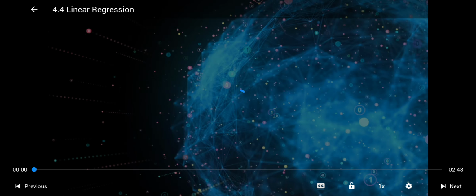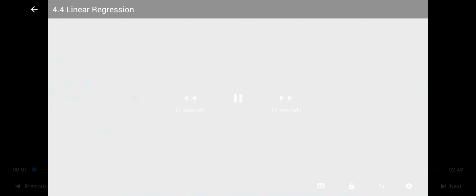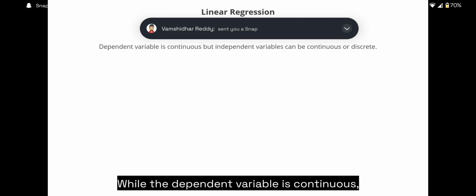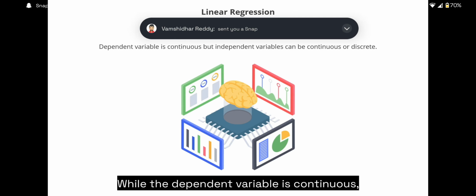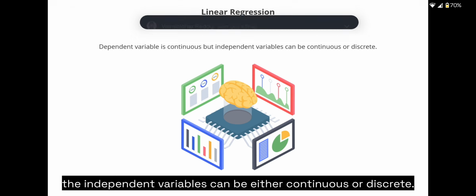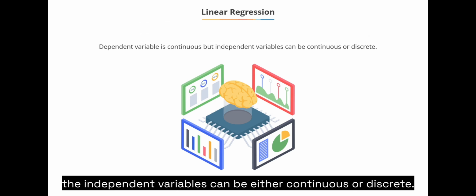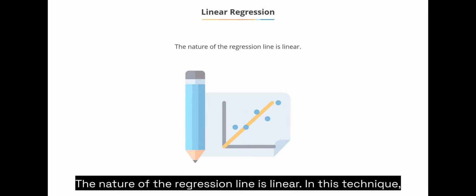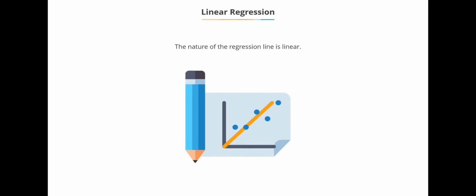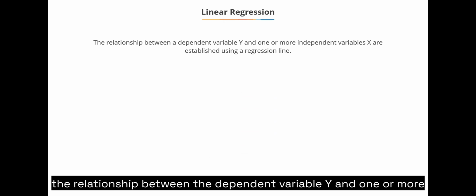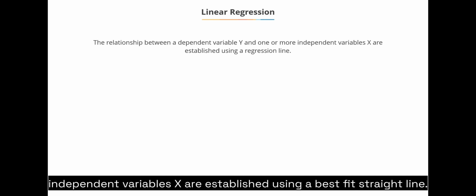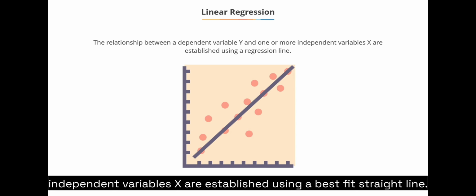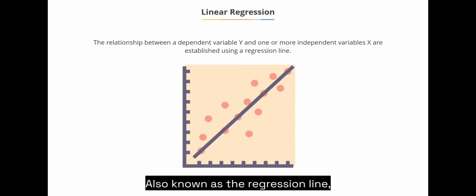Linear regression. In linear regression, while the dependent variable is continuous, the independent variables can be either continuous or discrete. The nature of the regression line is linear in this technique. The relationship between the dependent variable y and one or more independent variables, x, are established using a best fit straight line, also known as the regression line.